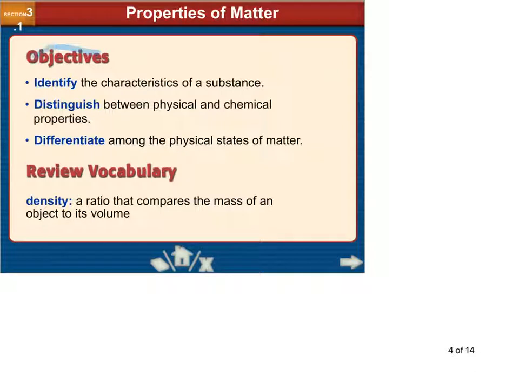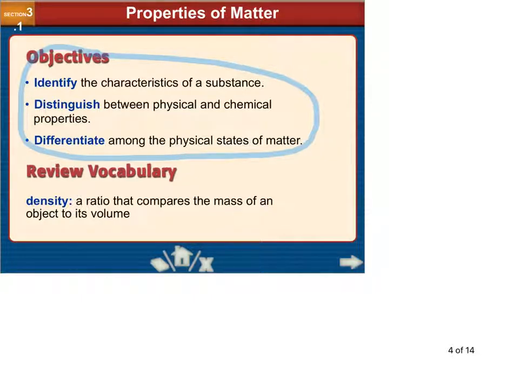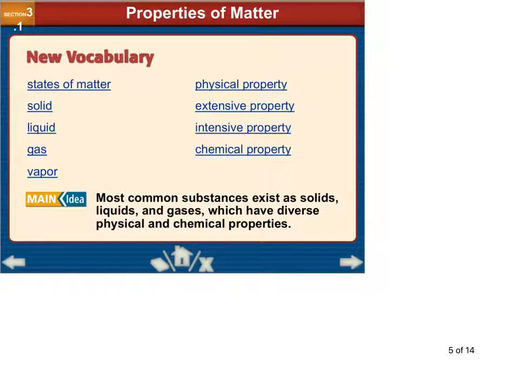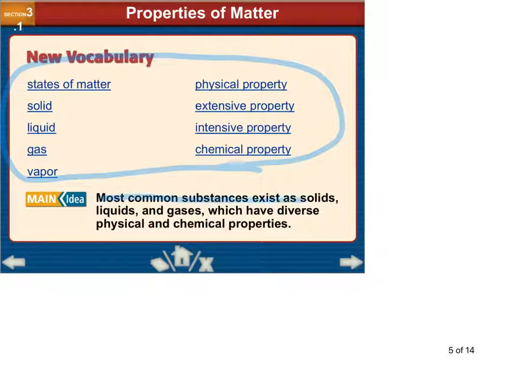Objectives for Section 3.1, things you need to key on: characteristics of a substance, differences between physical and chemical properties, and differentiating among physical states of matter. Review vocab, know what density is. I'm going to keep coming back to that term over and over again as we go through the year. Lots of new vocab. Make sure you get good definitions for all those as we get to them. Main idea: most common substances exist as solids, liquids, and gases, and have diverse physical and chemical properties.